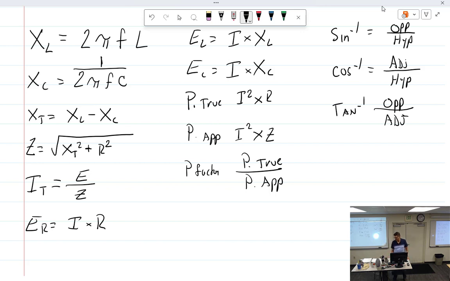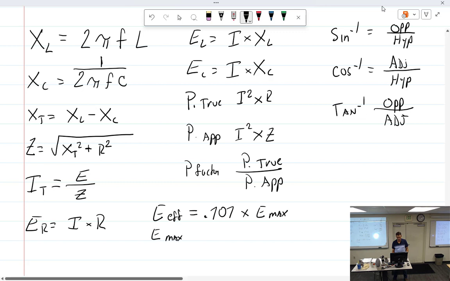Sir, can we put the effective RMS and the maximum RMS? Yeah, what do you want me to write? E effective equals 0.707 times E max. And then E max equals 1.414 times E effective.